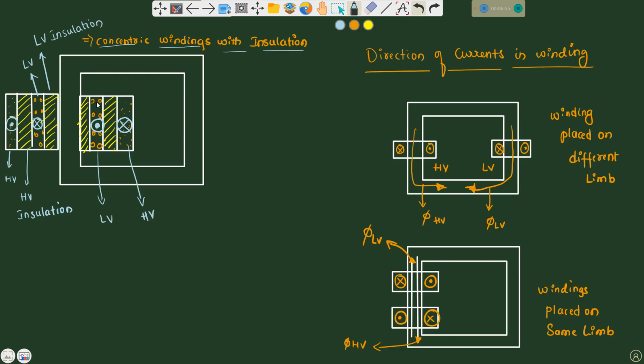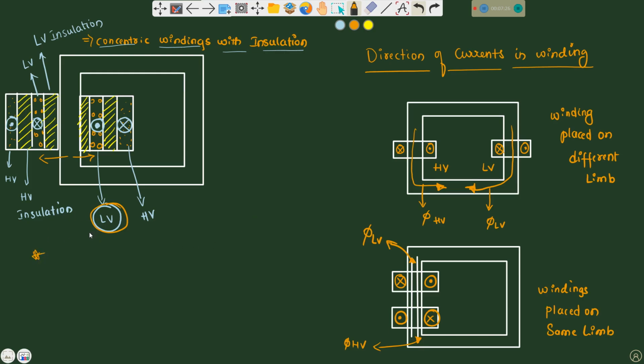Here we keep the LV winding near to the core. You can see the LV winding is very near to the core instead of the HV winding. What are the advantages if we keep the LV winding near to the core? In the concentric winding procedure, LV is placed near to the core to get the following advantages. We will see those now.